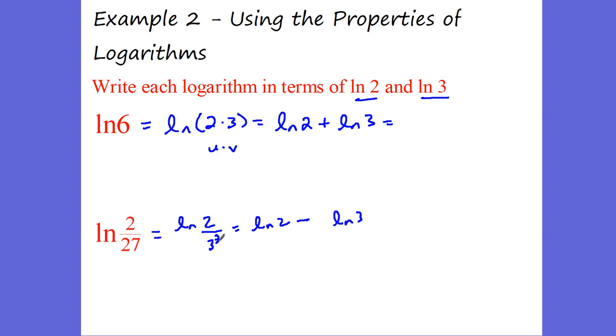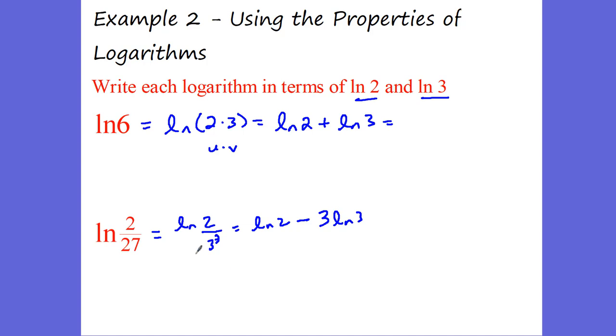And this 3 is an exponent. So the exponent will become our multiplying there. So again, we were taking that 2, dividing. Dividing is synonymous with subtracting. On the denominator, we have 3 to the 3rd power, which is 3 natural log of 3.